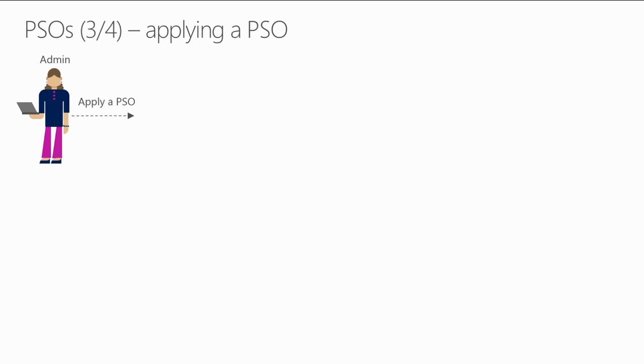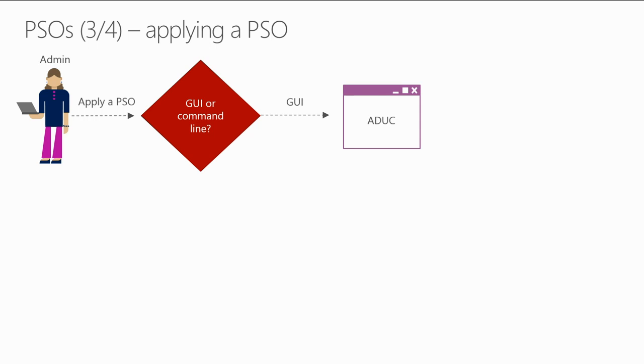All right, so applying a PSO, right? There's our admin. You can do it GUI or command line. GUI is ADUC, one way. This is one that people don't really realize. Hey, what tool will you use to link a PSO? ADUC, how do you do that? You navigate to the object, go to the attribute editor, modify the attribute, stick the DN of the password settings object in there manually. It's very ugly. Never choose that as your right answer.